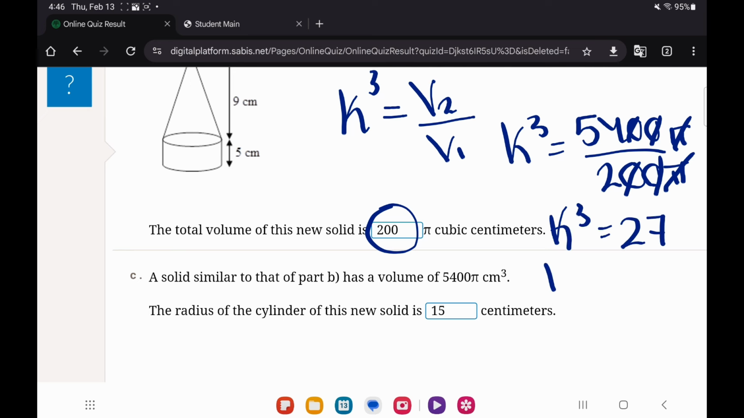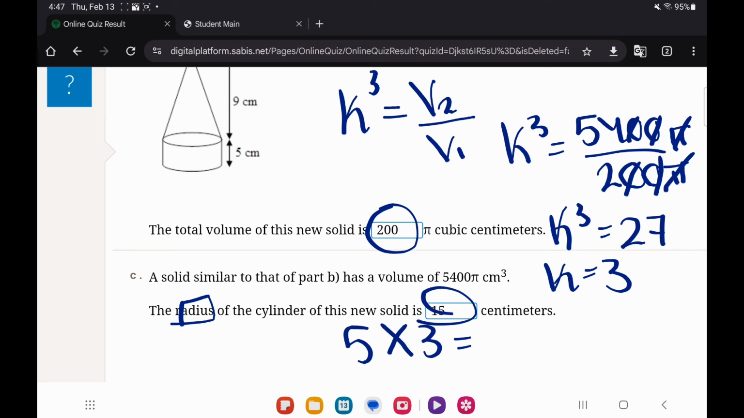To get the cube root of 27, on your calculator you do shift, the radical, it becomes the radical with a 3, and you put 27 there. So you get 3, and K is 3. So that's our scale factor. Now we need to find the radius of the cylinder. The radius of our cylinder in the first part was 5, so you just multiply by 3 and you get 15.